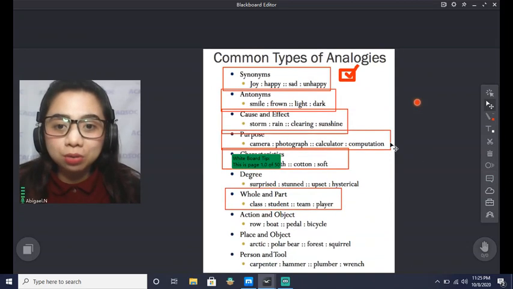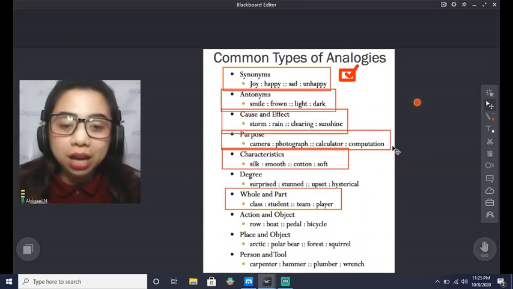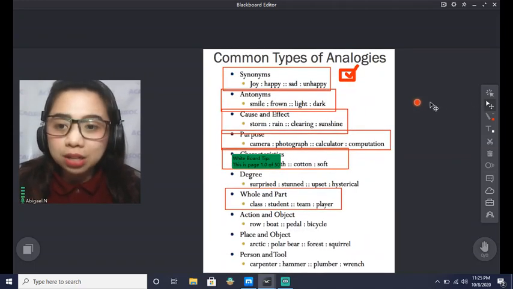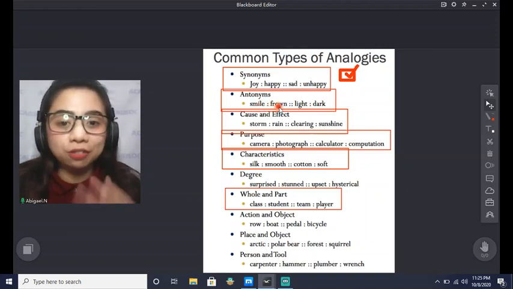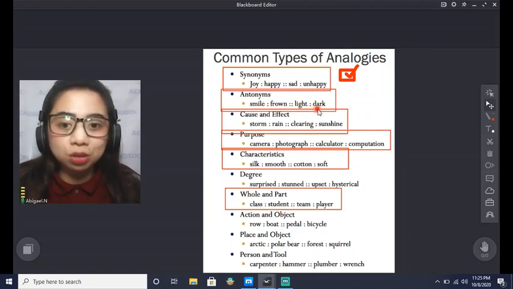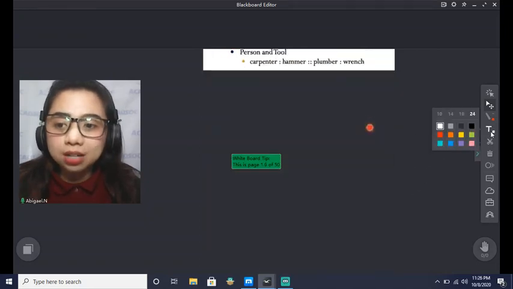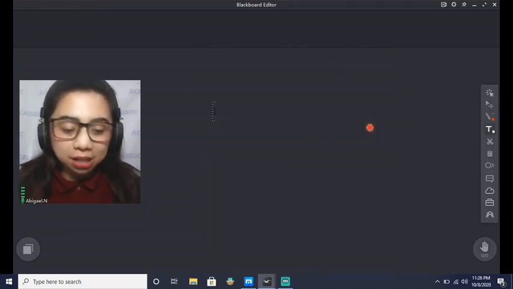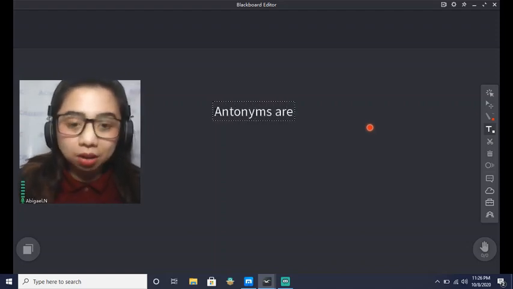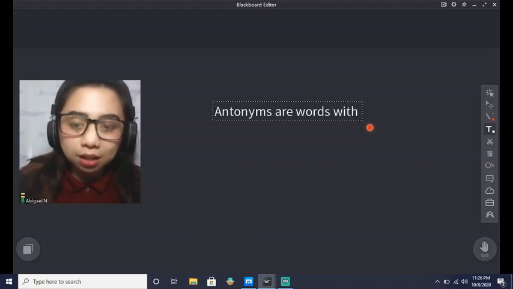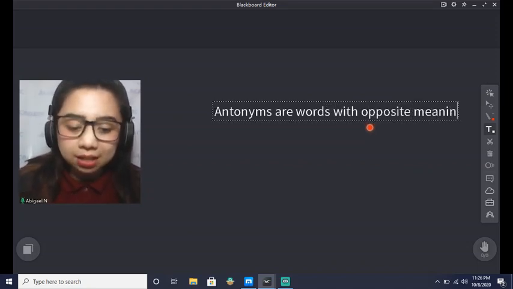So let's go to this page. So we have antonyms. As you can see, smile is to frown as light is to dark. As you know, smile is opposite to the word frown and light is also opposite to the word dark. So antonyms are words that are opposite in meaning. So let's write that. Antonyms are words with opposite meanings.